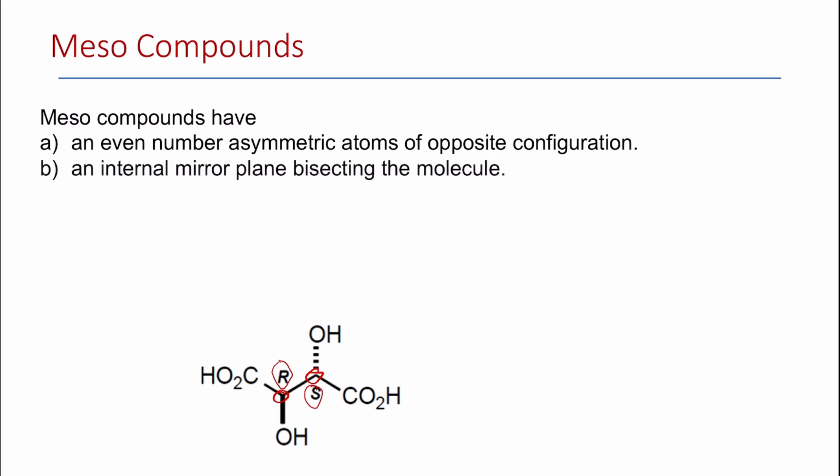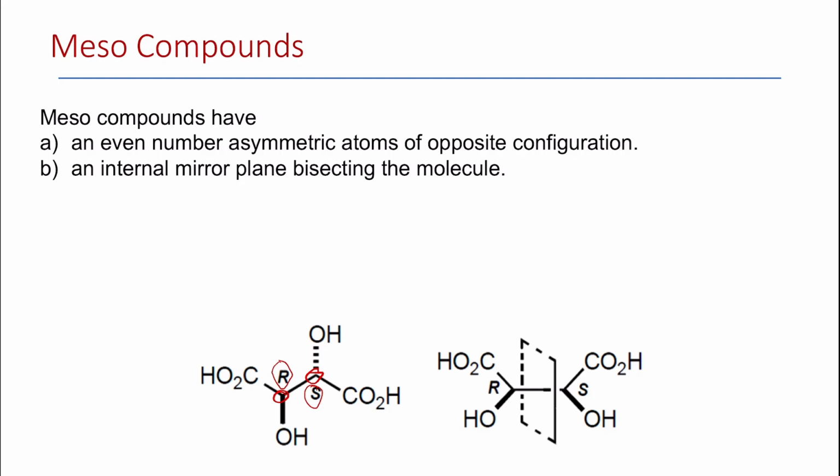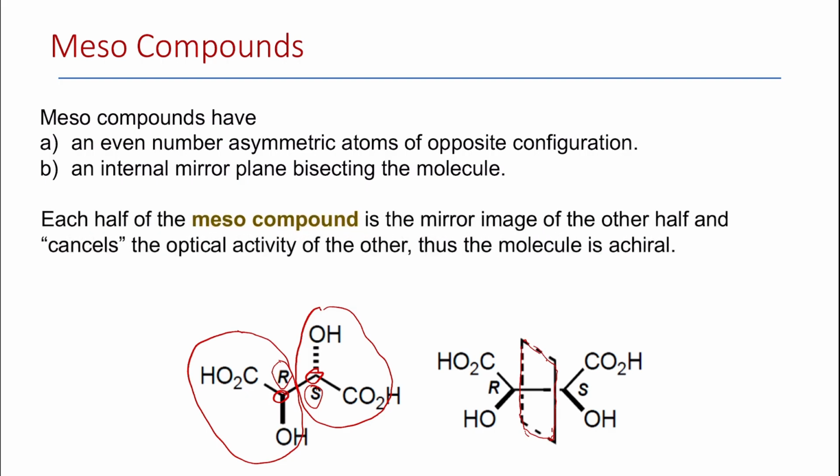The second thing is that they are going to have an internal mirror plane bisecting the molecule, which means that half of the molecule must be exactly like the other half. So as you can see, there is a plane of symmetry here, a mirror plane of symmetry that dissects the molecule into two identical halves. So any compound that has two chiral centers of opposite configuration and two identical halves is going to be a meso compound.